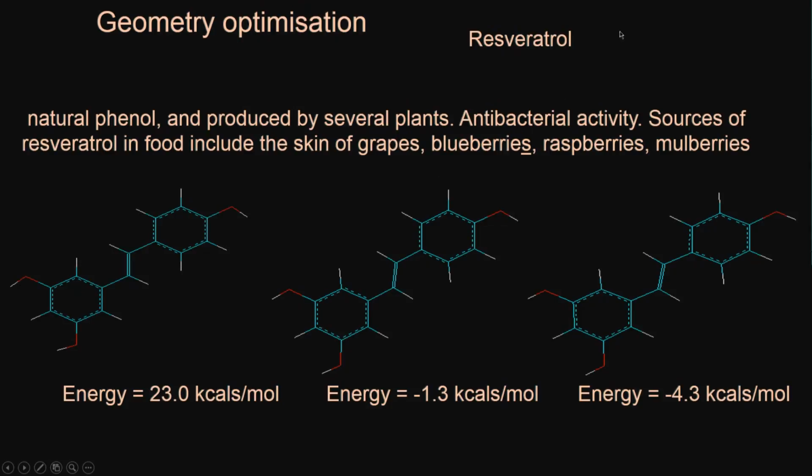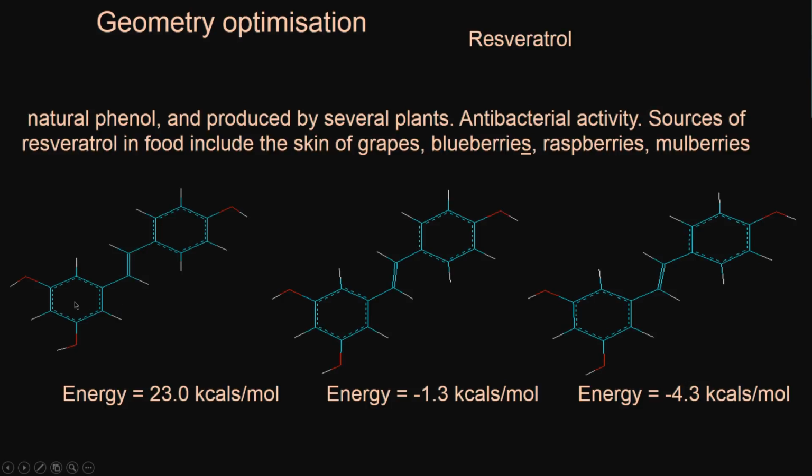So look at this, resveratrol. Resveratrol is a natural product, it is a phenolic compound, produced by several plants and it exhibits antibacterial activity. It is found in fruits like skins of grapes, blueberries, raspberries, mulberries. So it has got 2 benzene rings and there is a double bond here. There is an OH here and 2 OH here.